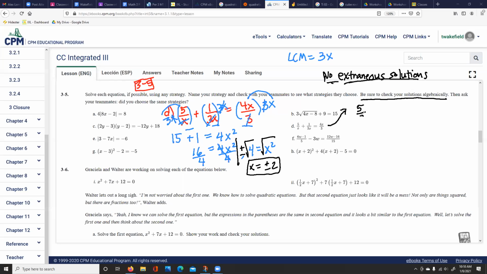So if I put 5 over 2, this is my check. I'm going to put 5 over 2 plus 1 over 3 times 2, which I can just make 6 because 3 times 2 is 6.